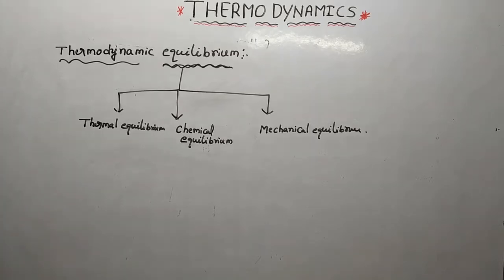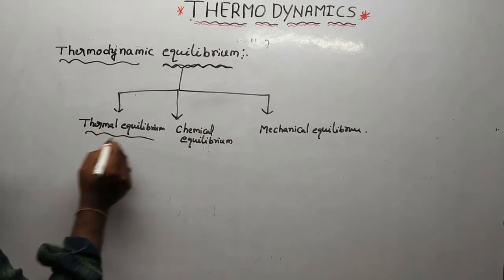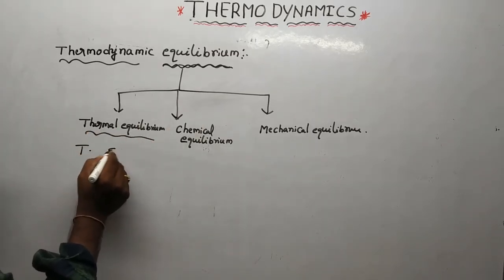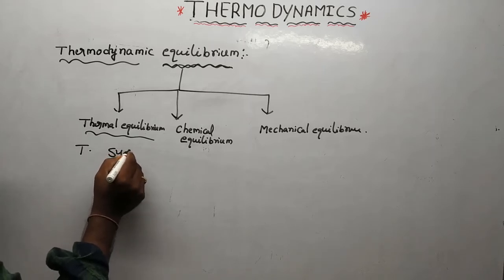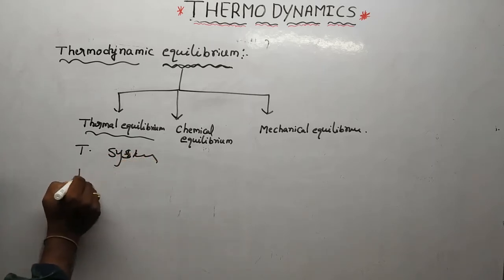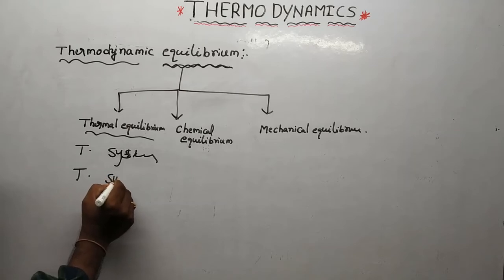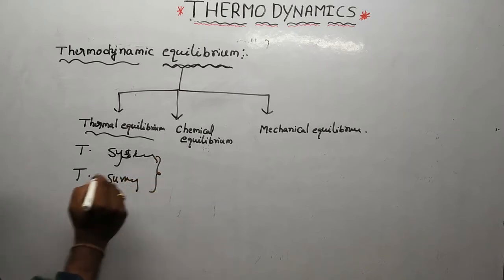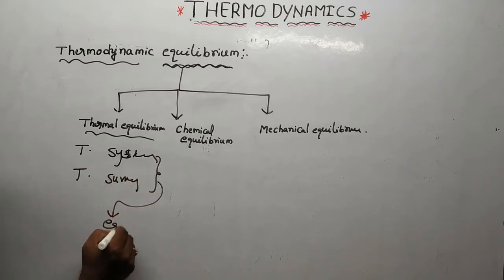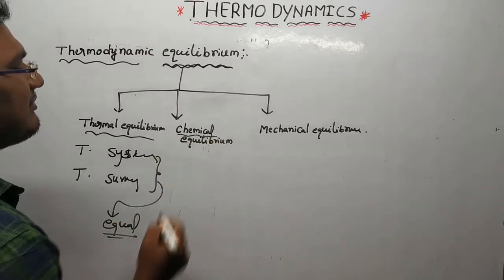Next one, in thermal equilibrium, the temperature of the system and the temperature of the surroundings must be equal. Next one, chemical equilibrium.